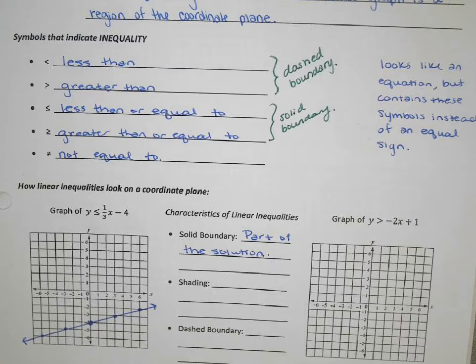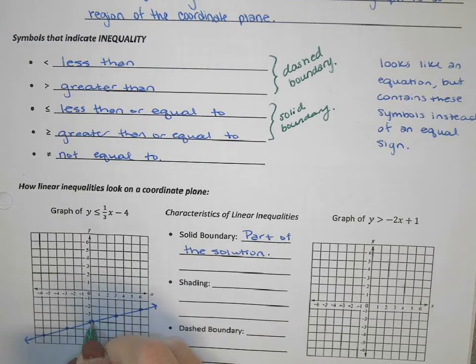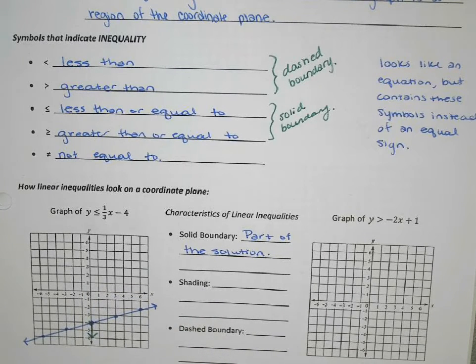Now we have to shade. So when we have y compared to the expression, y, the y-axis, goes up or down. So what you're going to do is read it. Y is less than. So put your pen or pencil on the y-axis. Where is y less than -4? Down here at -5 and -6. So that's the side that we have to shade on.